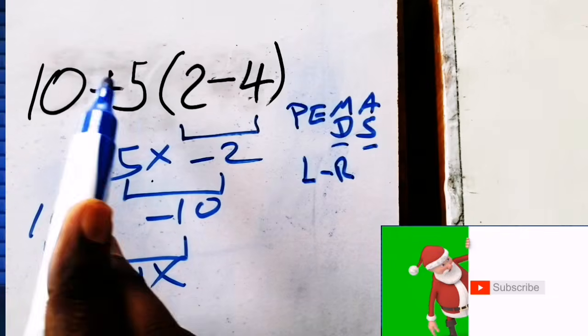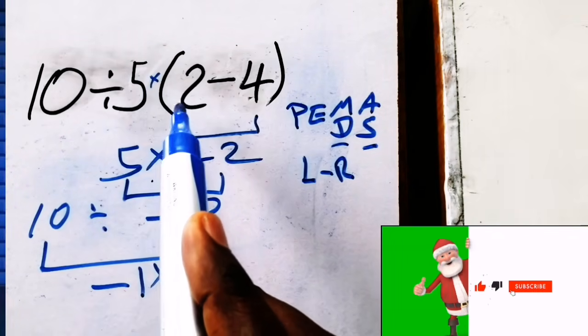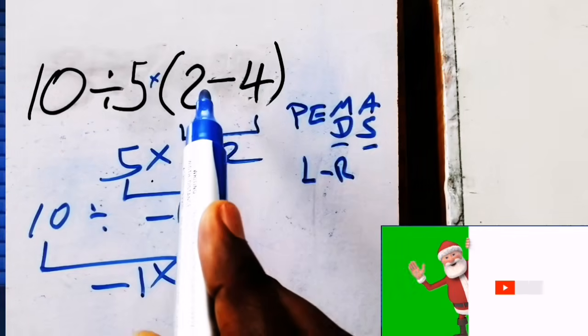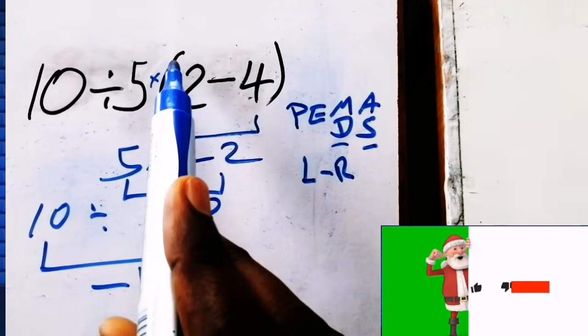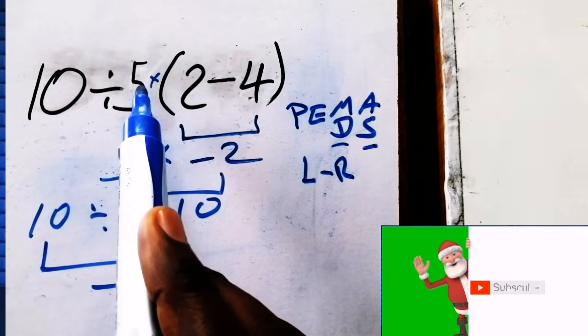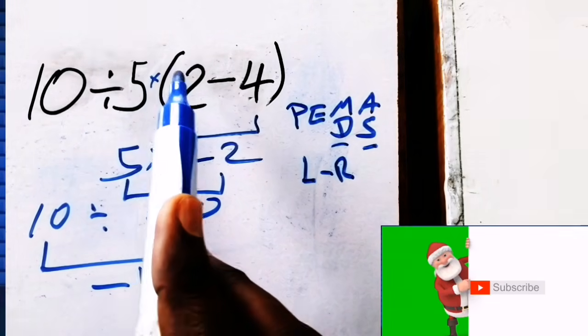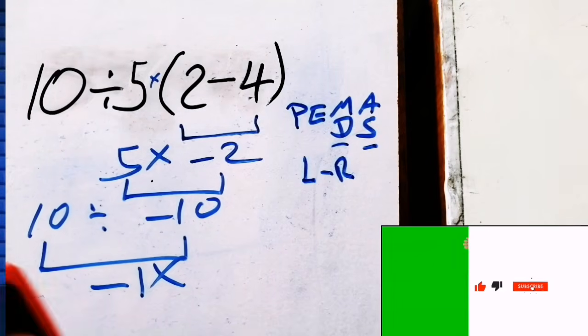Okay. In this expression there is one division here and one multiplication here. There is a parenthesis. Inside the parenthesis there is one subtraction. According to PEMDAS, first we have to do this parenthesis, next this division, and finally this multiplication. If we do this multiplication before this parenthesis or this division, it is wrong.